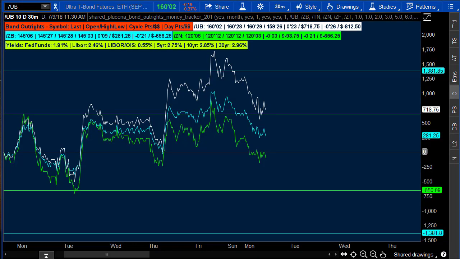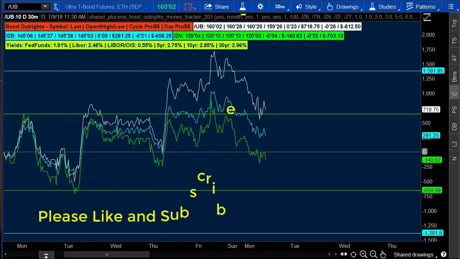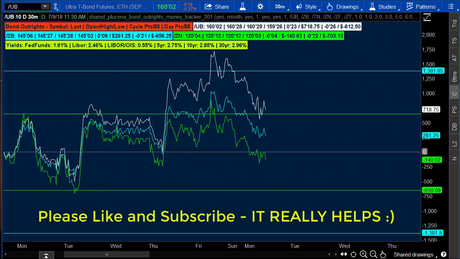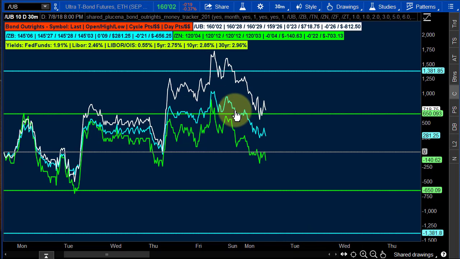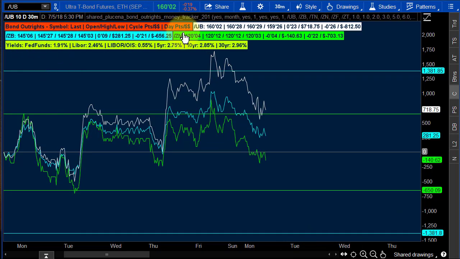Okay guys, so I'm making this video specifically for those that are interested in futures, but we're going to be talking about bond futures. This is our bond futures indicator. Now this is just a portion of the indicator, just looking at the outright futures contracts. The white is going to be the UB, the blue is going to be ZB, and the green is going to be ZN. And I want to walk through and show the bond students how I've simplified this analysis.